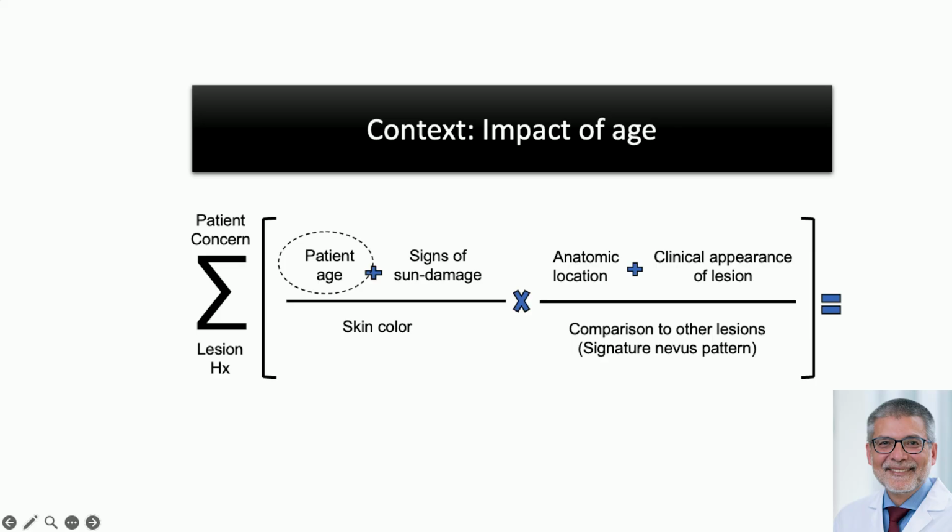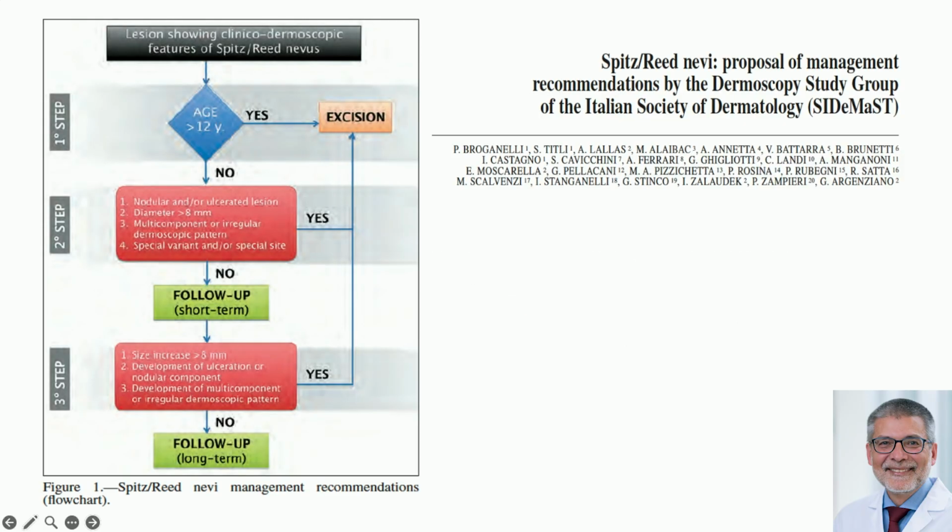So we do not monitor lesions with a starburst pattern in older individuals. End of story. In individuals that are kids, we totally dismiss it, right? And these are the guidelines that I was referring to. Right now it says under the age of 12 that you can just forget about it. If it's older than that, we do recommend that these be biopsied.